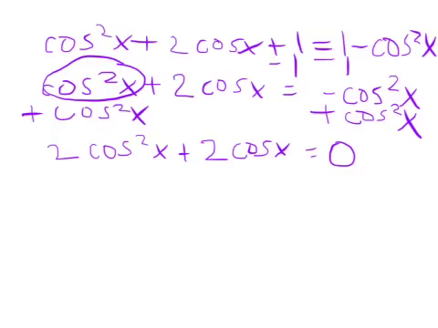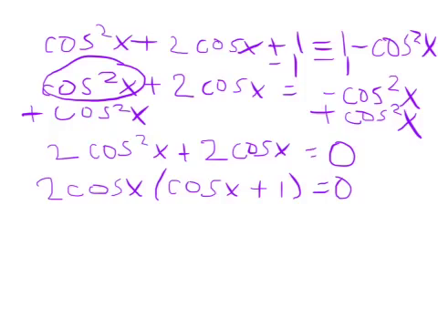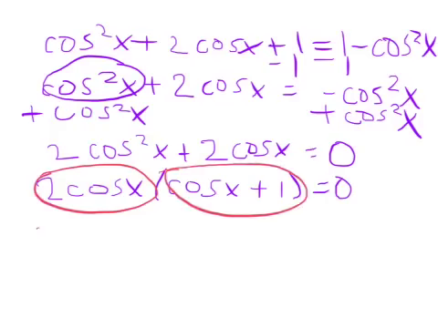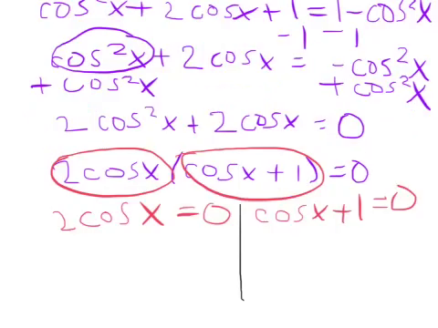so now that we set this equal to 0, we can factor out a 2 cosine. So we're going to factor out a 2 cosine x, and then we get cosine x plus 1 equals 0. Now we want to set this one equal to 0 and this one equal to 0. Now that we set them equal to 0, we're going to divide by 2 here.